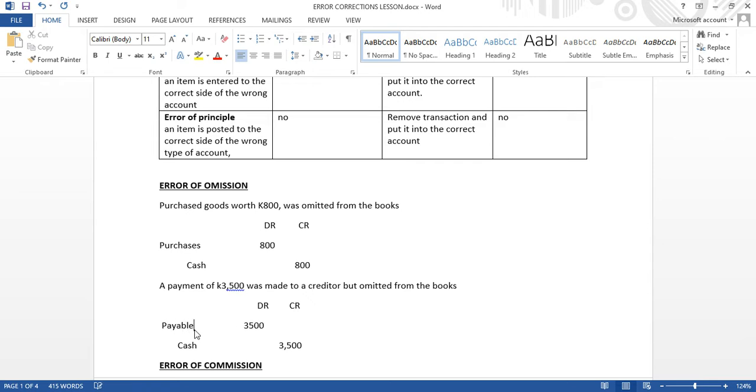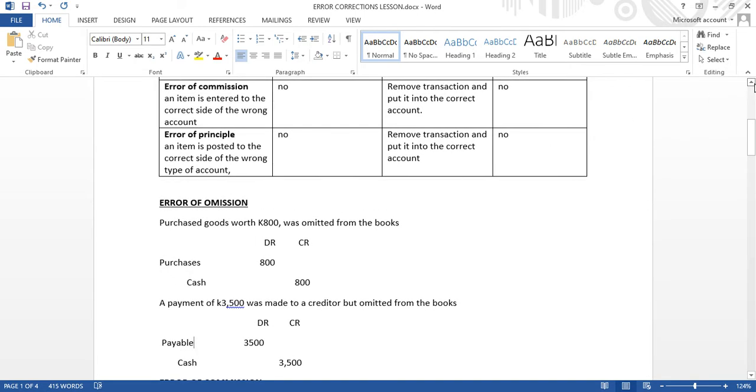Any questions before we now move to the error of omission? Because error of omission is the easiest. You just do the journal entry. You just do the required journal entry and you've fixed that error.